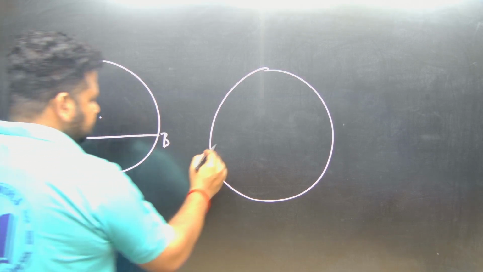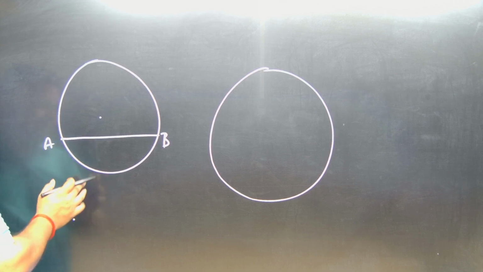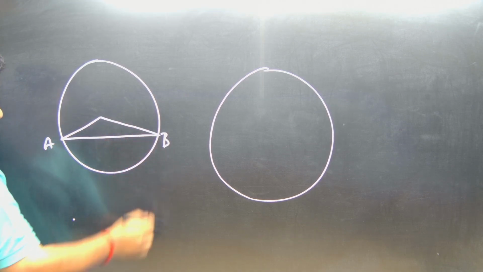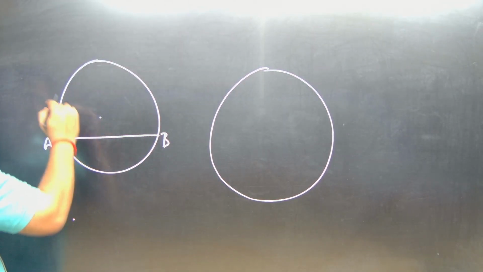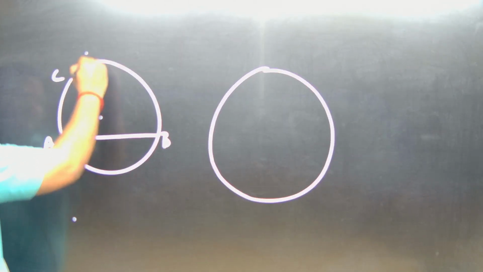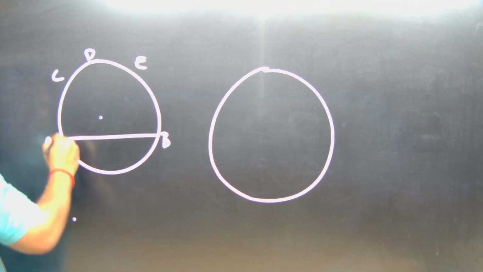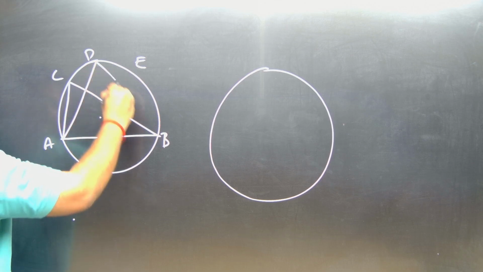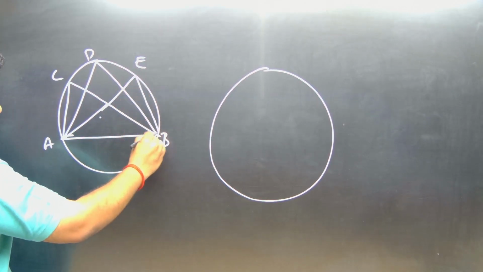Now, this chord AB is there. It is making some angle at the center, but let us not worry about the center as of now. On the circumference there are points C, D and E. With C it is making an angle like this, with D it is making an angle like this, and with E it is making an angle like this. You know anyways how to make an angle here.